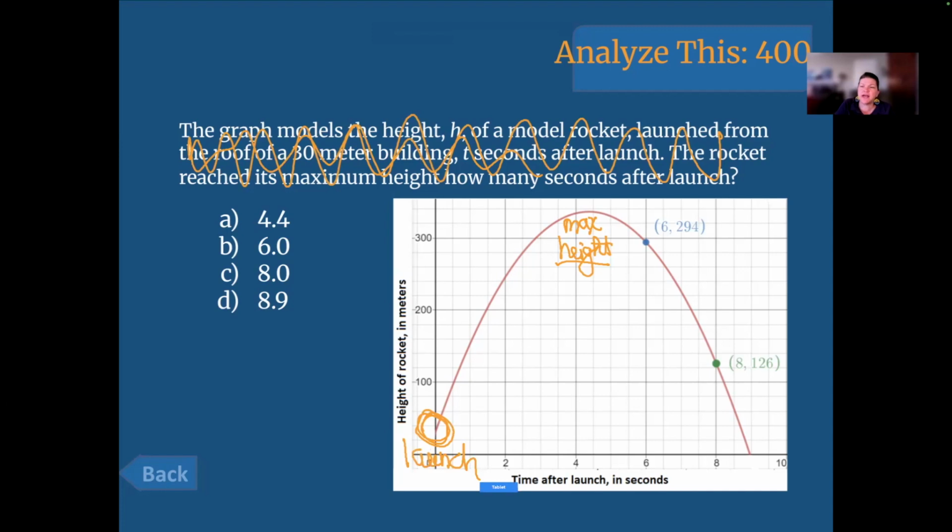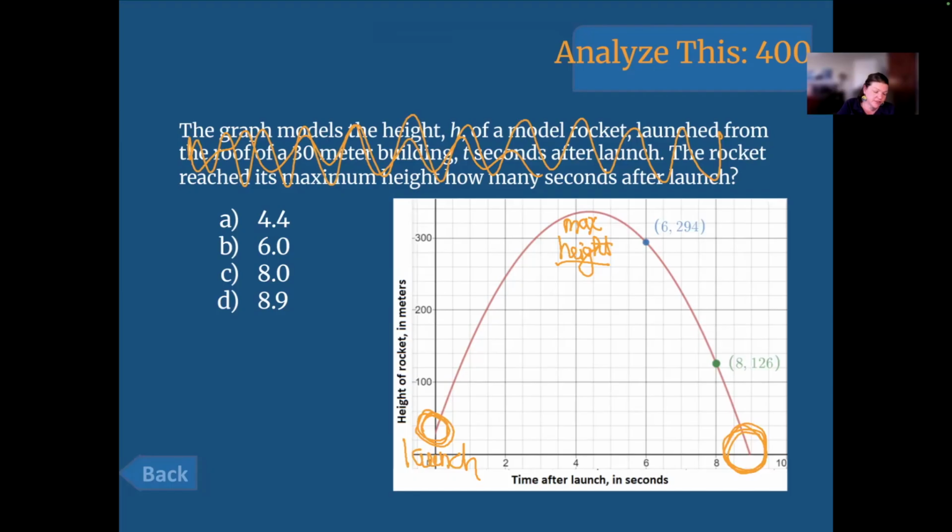What about if I wanted to ask about when the rocket landed? Where would that be? 8 point, I would say 9. A little bit past that. Yeah, here's our rocket landing. Exactly. So depending on what they ask you for, you could be looking at different places on this graph.